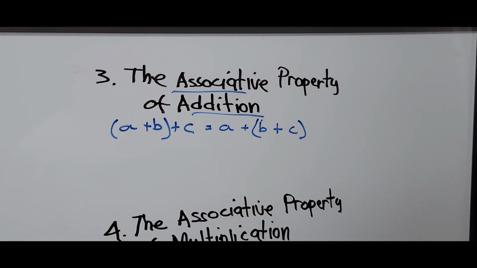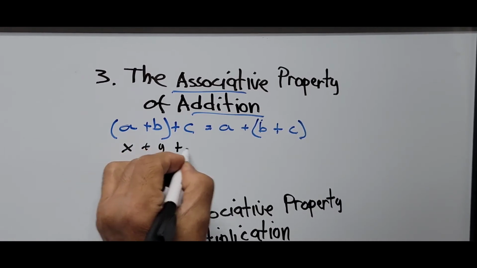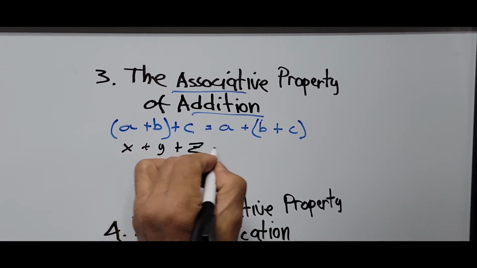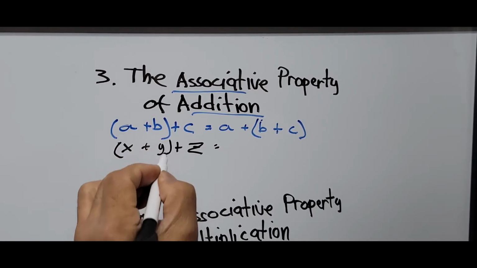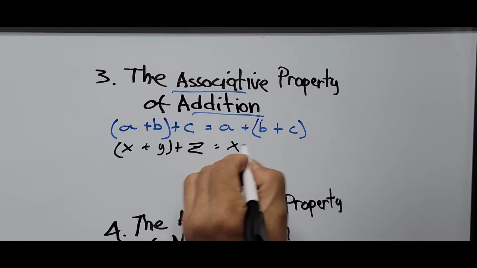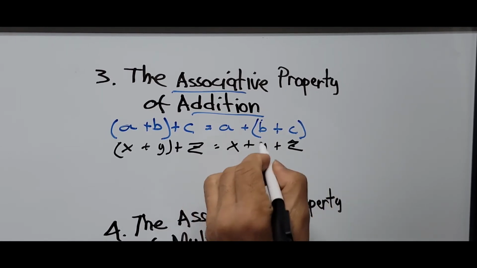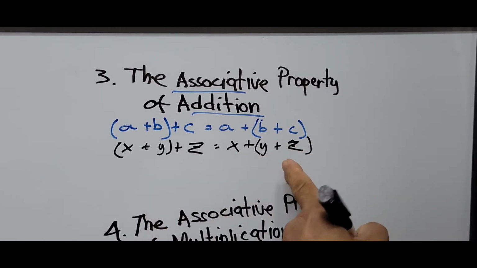In another example, if we go to algebraic expressions, let's say x plus y plus z. If you group this one right here together, it will be equal to x plus y plus z with this one grouped at the same time. Either way the answer would still be the same.